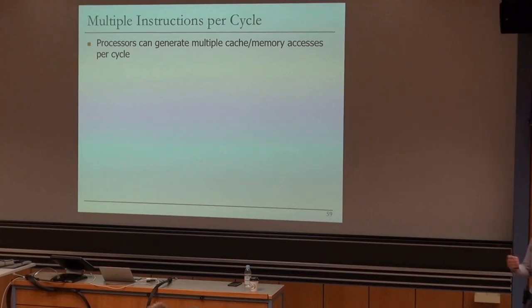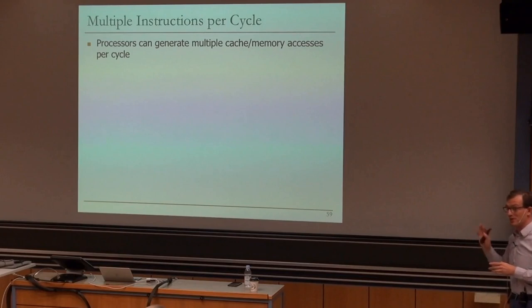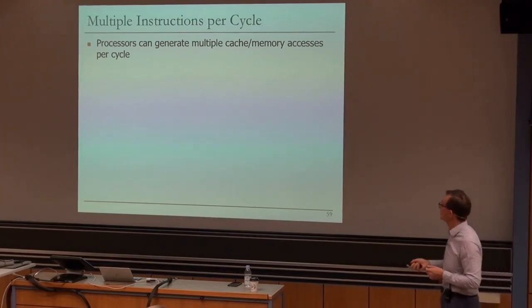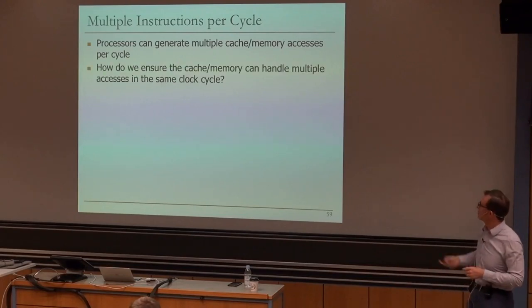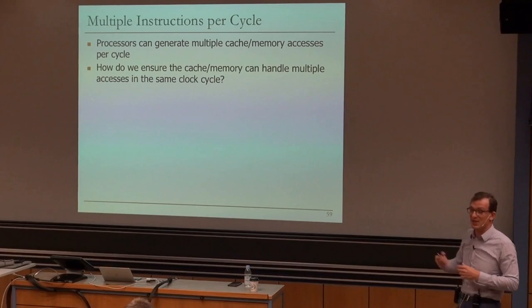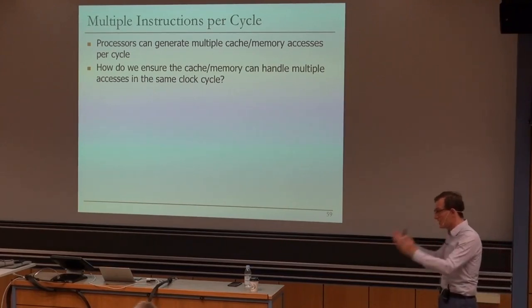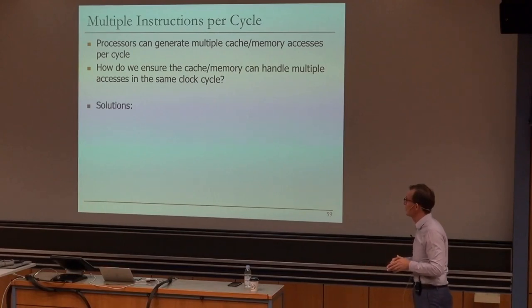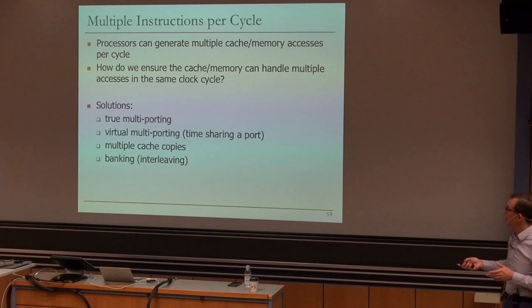And there are multiple interesting approaches, I think, very fundamental approaches. So basically, one of the motivations for high bandwidth memories is multiple instructions per cycle. Processors can generate multiple cache and memory accesses per cycle. How do we ensure the cache or memory can handle multiple accesses in the same clock cycle? That's the most aggressive case, right? Same clock cycle, you need to access memory at the same time with multiple addresses.